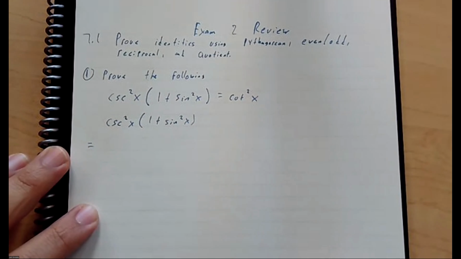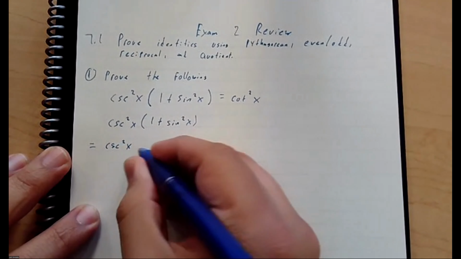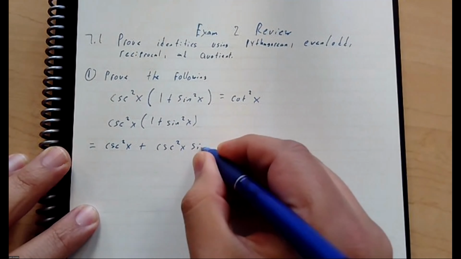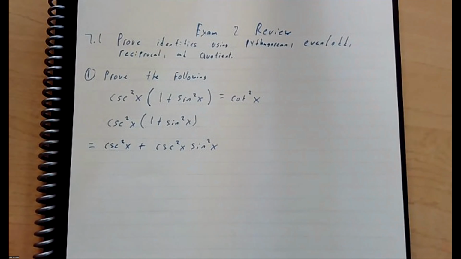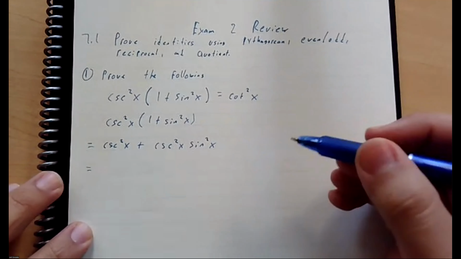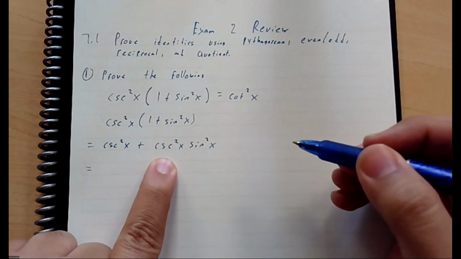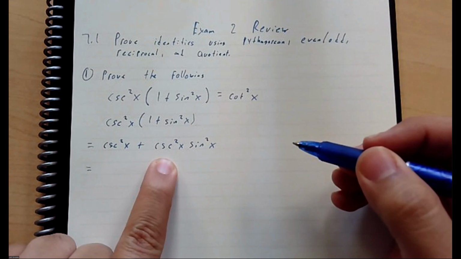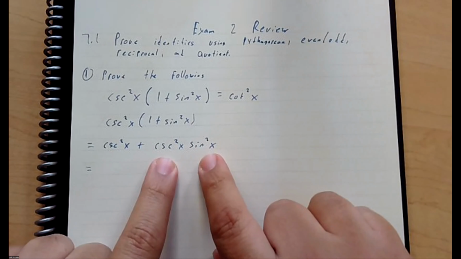So I'm going to distribute cosecant. That'll give us cosecant squared plus cosecant times sine, both squared. Now, what is the reciprocal of cosecant? You remember? Yeah, so these two are going to cancel, right?